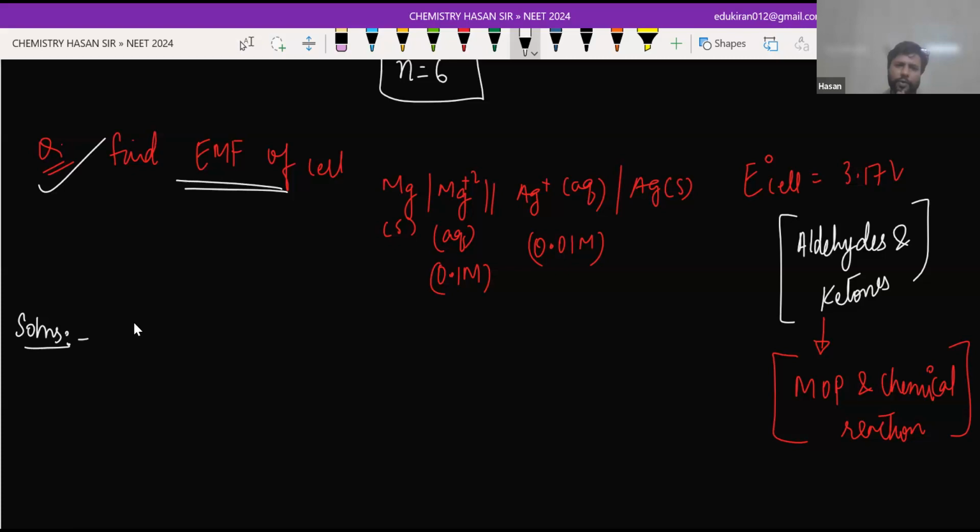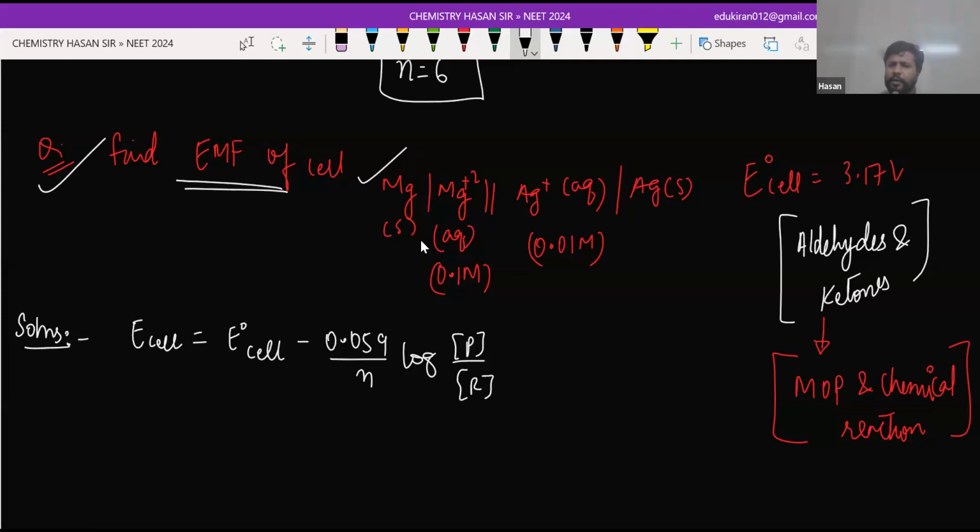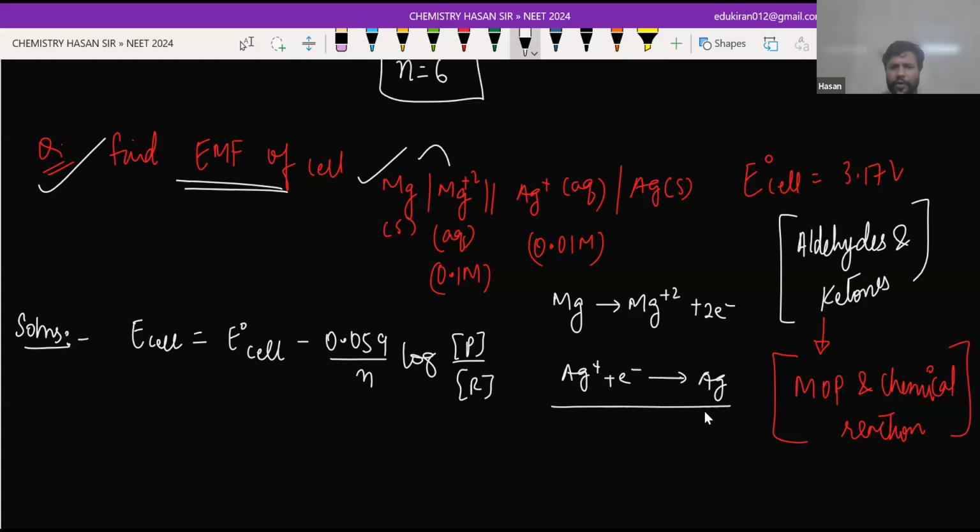Okay. To calculate EMF of cell, we have to first balance the cell reaction, sir. So E cell equals E naught minus 0.059 over n log of product upon reactant. First, I wrote the formula, and for product and reactant, we need to write the equation. This is oxidation: Mg is going from Mg to Mg2+, that is 2 electrons lost. And Ag+ is going into Ag, that means 1 electron gained. Now you can see electrons are not equal. So I'm going to multiply the Mg equation by 1 and the Ag equation by 2, and add them simultaneously.